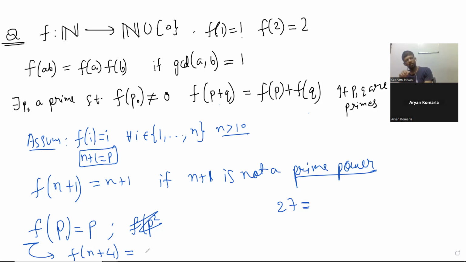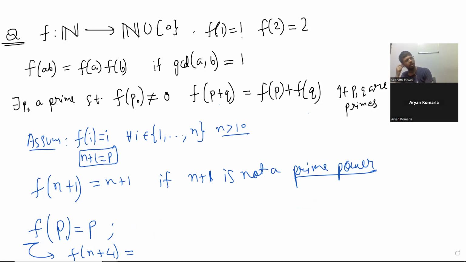But it can be a perfect power. And if it's a perfect power, then we consider n plus 6. So n plus 6 and n plus 4 can't both be perfect powers, because they're even.